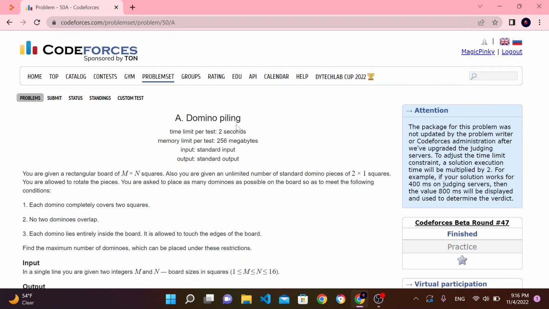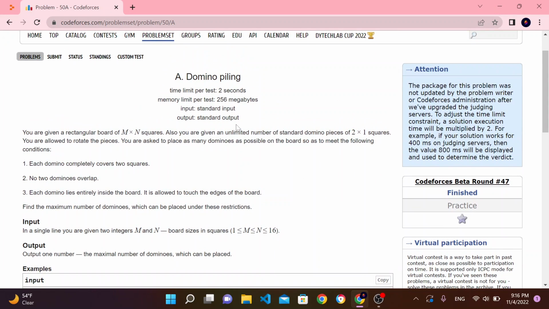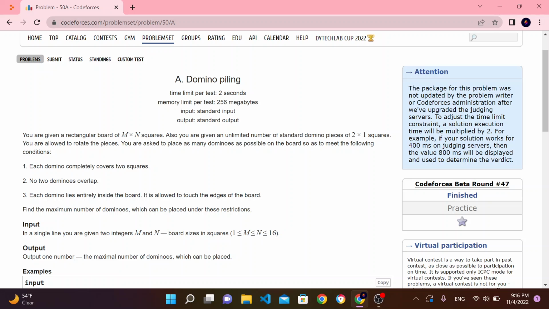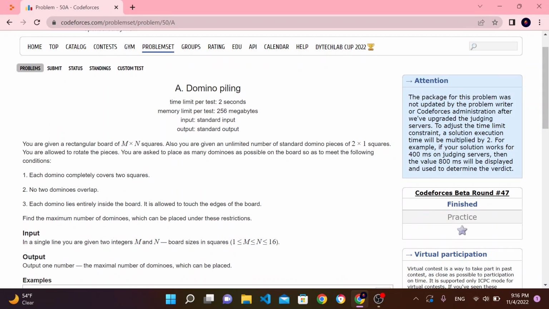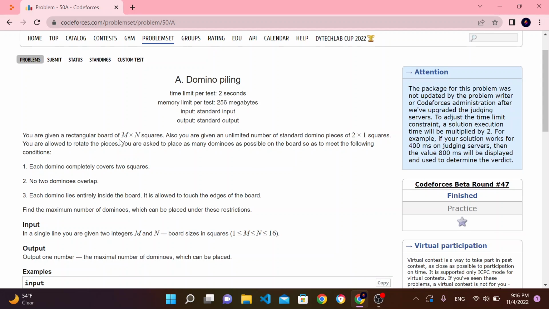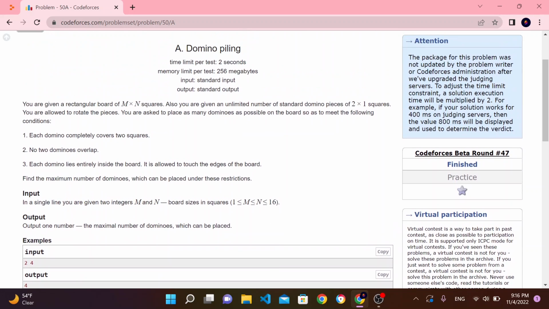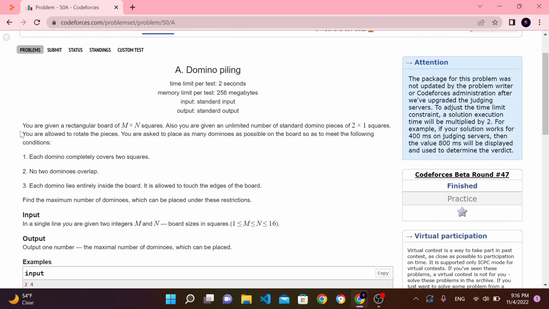Hey guys, this is an explanation and solution to the problem Domino Piling. It's Codeforces problem 50A. So first of all, we get M and N, which are the dimensions of a rectangle. You're given a rectangular board of M times N squares. Also, you are given an unlimited number of standard domino pieces of 2 by 1 squares. You are allowed to rotate the pieces.